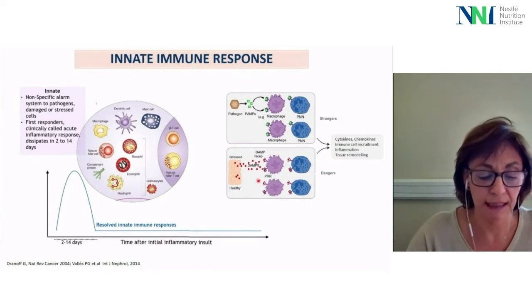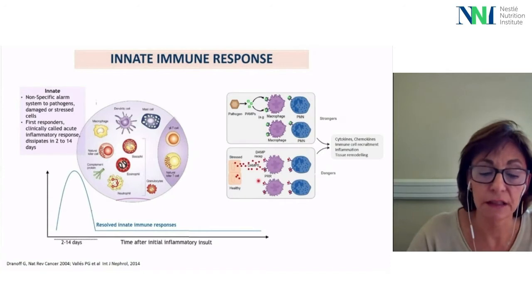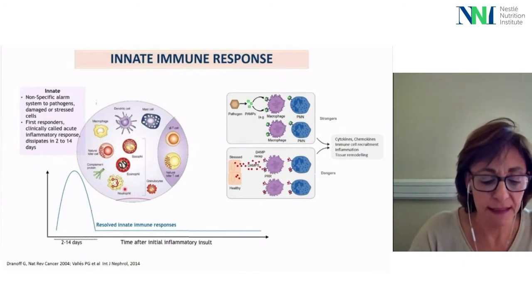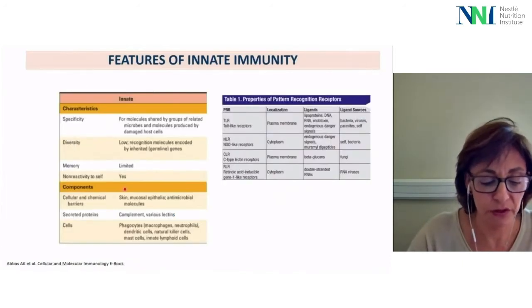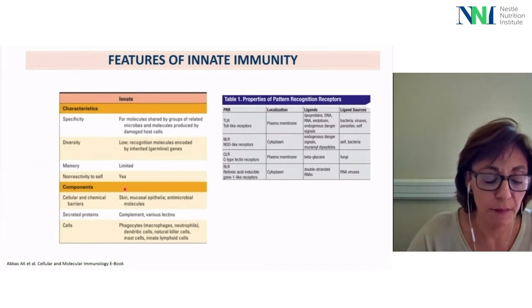This response, clinically called acute inflammatory response, is resolved in 2 to 14 days. The immune cells involved are detailed here, and they are mainly macrophages and granulocytes, especially neutrophils. So there's no specificity in these receptors or in the response inducers. There are a limited number of different receptors which are encoded by inherited genes, and there is no or a limited memory in their response. The properties of these receptors are described here.